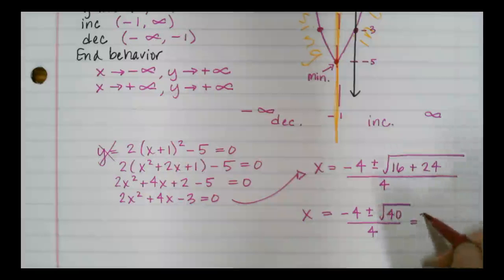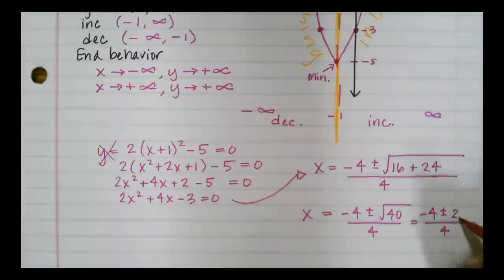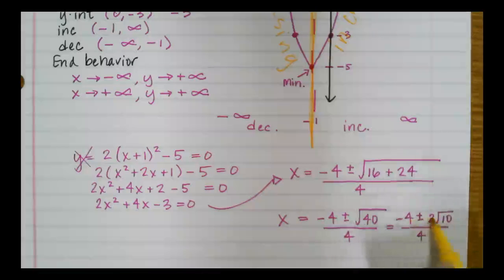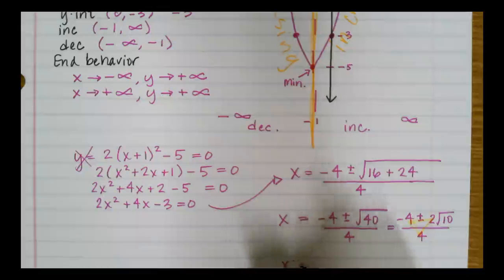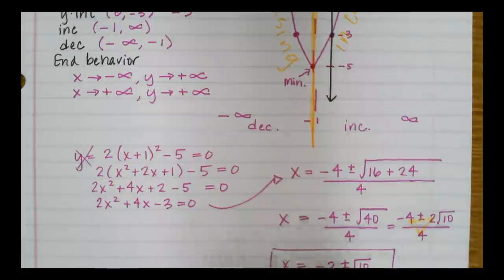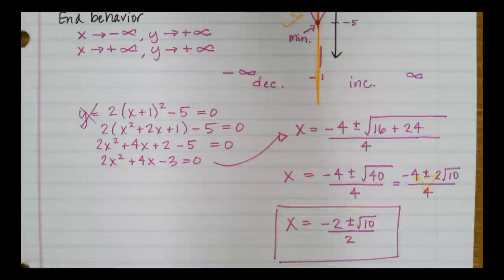And I can simplify the square root of 40 because that's 4 and 10. So that'll be 2 root 10. And then, if you remember, we talked about this triangle right here. All of those can be reduced by 2. So I have -2 plus or minus the square root of 10 over 2. And those are the x-intercepts.